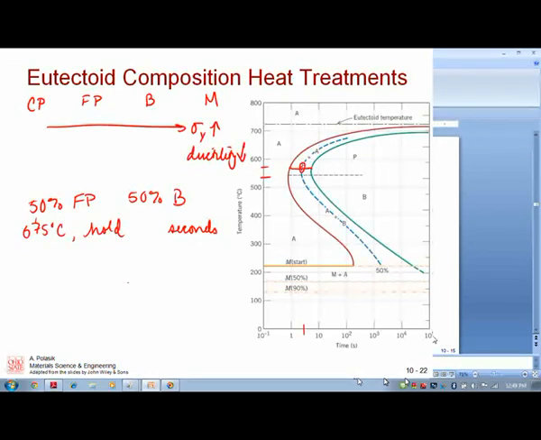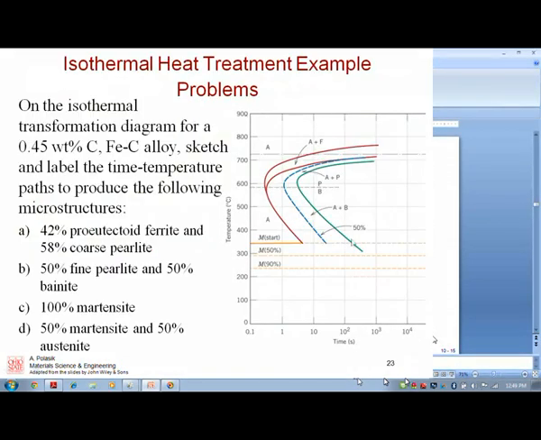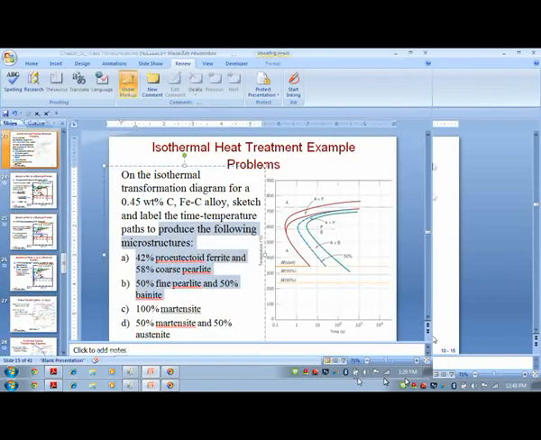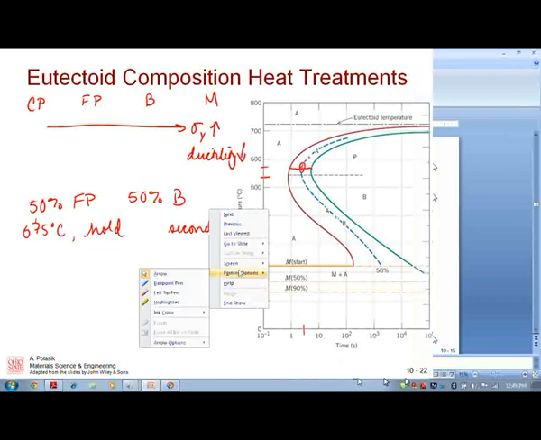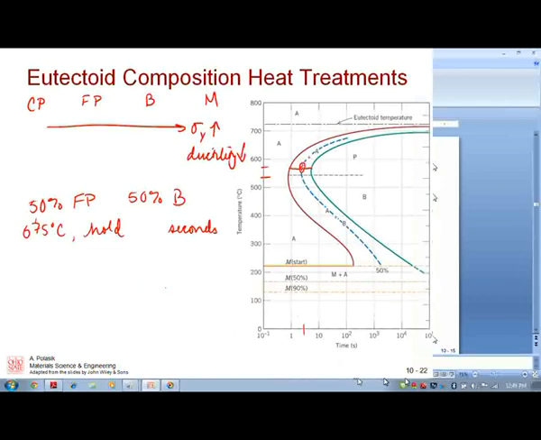So once we get to, we've held it at 575 degrees C for a few seconds, and we come here. Once we do that, what's our next step? We want to form bainite. We'll cool it down, right? We take another jump down in temperature.